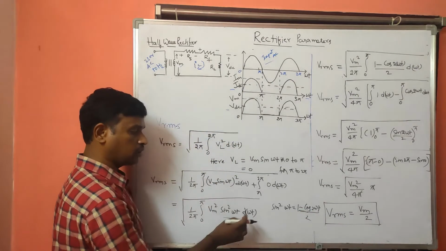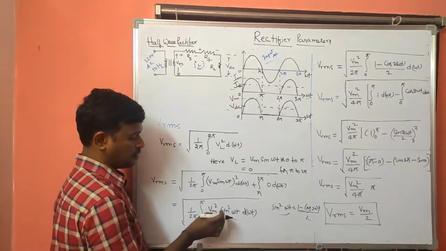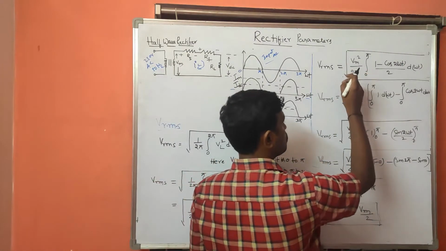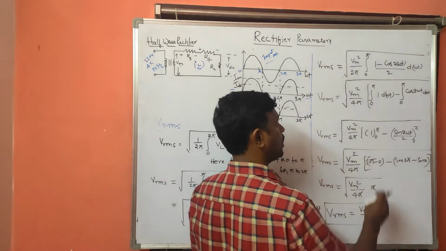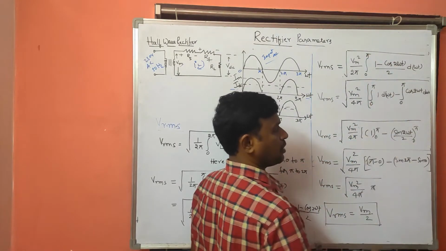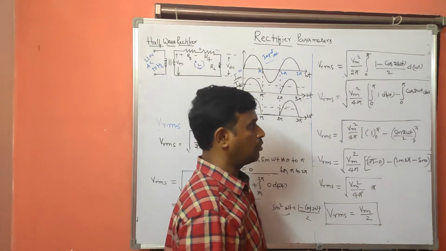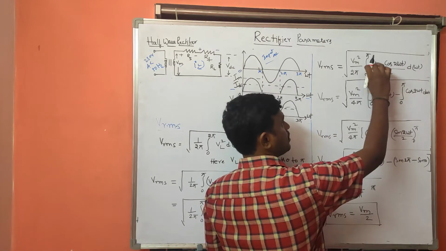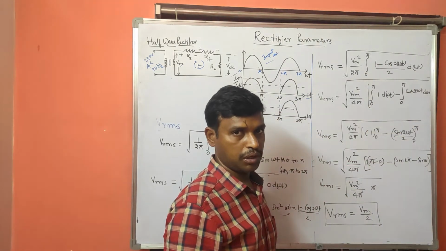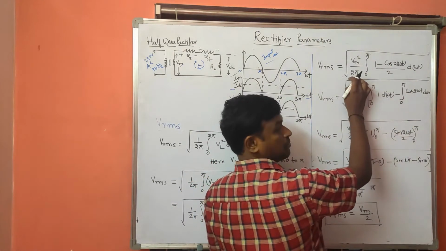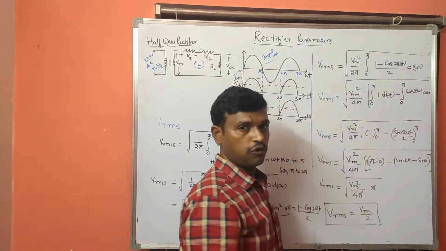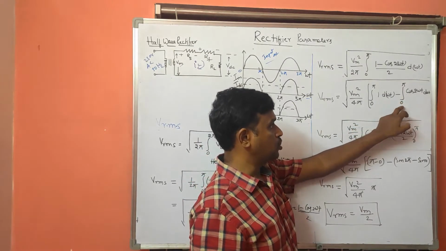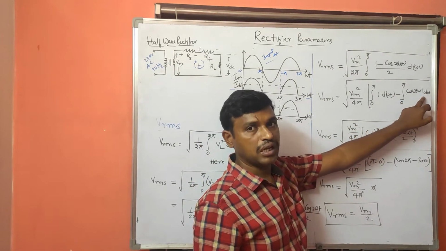This is the formula for sin square omega t. I am substituting it here, so that I will get Vrms is equal to square root of Vm square by 2 pi, integral from 0 to pi of (1 minus cos 2 omega t) by 2, d omega t. So here we will expand this integration into 1 minus cos 2 omega t, and this 2 becomes here, so that Vm square by 4 pi, integral 0 to pi of 1 d omega t minus integral 0 to pi of cos 2 omega t d omega t.